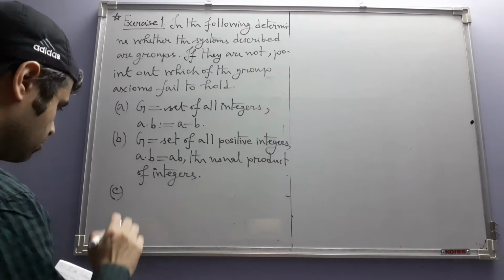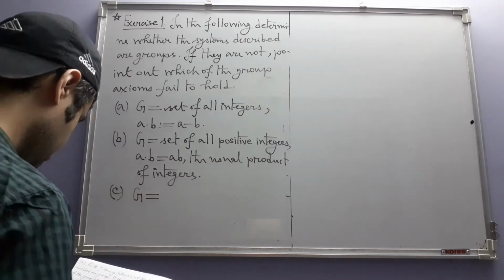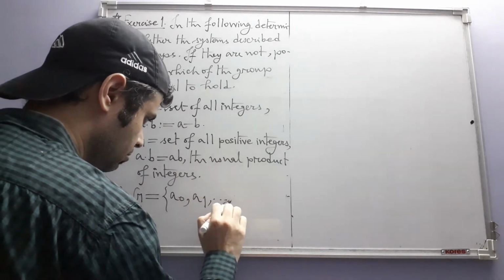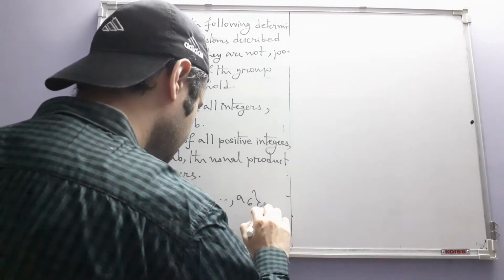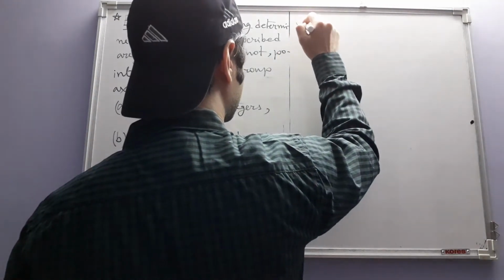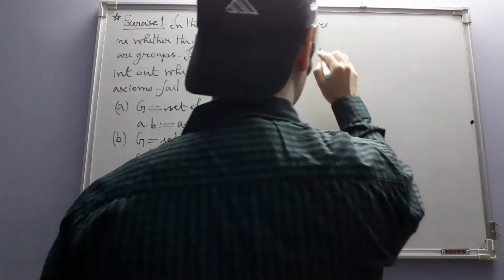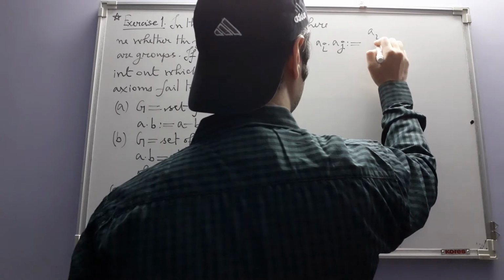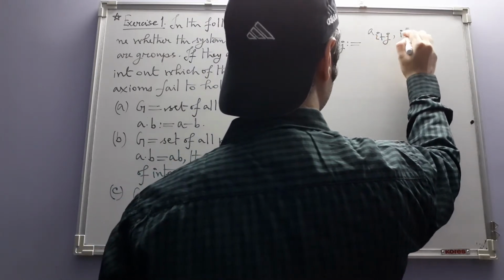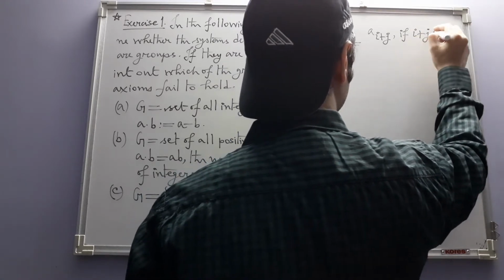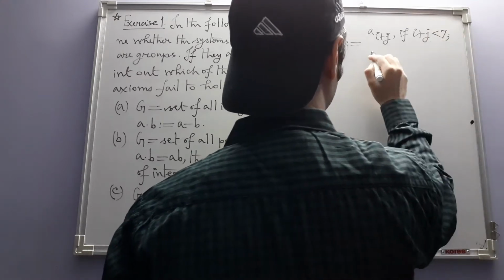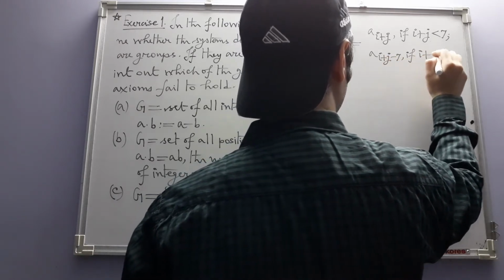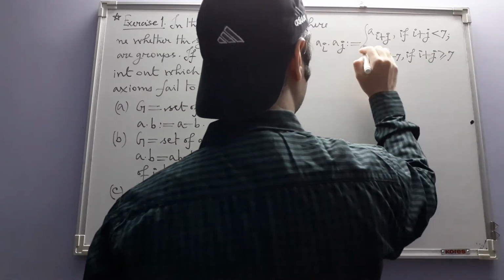C. Okay, here G is the set of 7 symbols a0 to a6, where, let me write here, we'll take some space, ai dot aj is defined to be equal to a(i plus j) if i plus j is strictly less than 7, and a(i plus j minus 7) if i plus j is greater than or equal to 7.